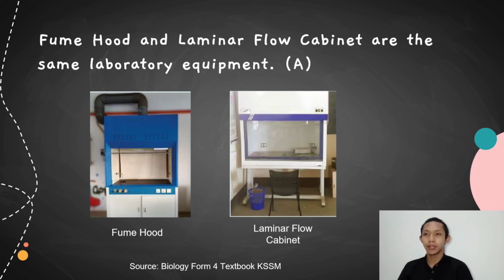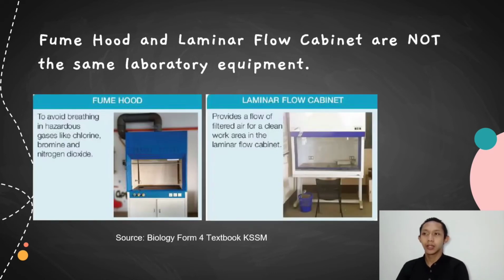Usually, the student has this misconception after learning the topic, in an exam. So, actually, fume hood and laminar flow cabinet are not the same laboratory equipment. The student got confused in the exam with the function of these 2 laboratory equipment, and maybe also the structure of these 2 laboratory equipment are quite similar. So actually, the function of fume hood is to avoid breathing in hazardous gases of dangerous chemicals, and the function of laminar flow cabinet is to provide a flow of filtered air for a clean work area.